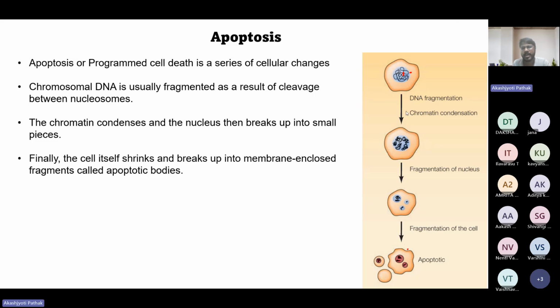So you see here, why is it so? This is called programmed cell death because a series of chemical changes or morphological changes are taking place one by one. So first, in the first step, there will be DNA fragmentation, chromatin condensation. Then in the next step, there will be fragmentation of nucleus. And then in the third step, fragmentation of cell. And then the cell will shrink and break up into membrane enclosed fragments. So one by one, each of the steps are taking place. Okay. So that is why it is called programmed cell death.